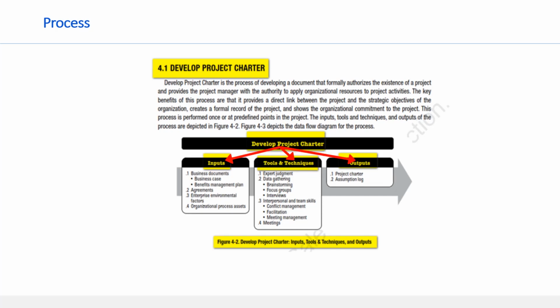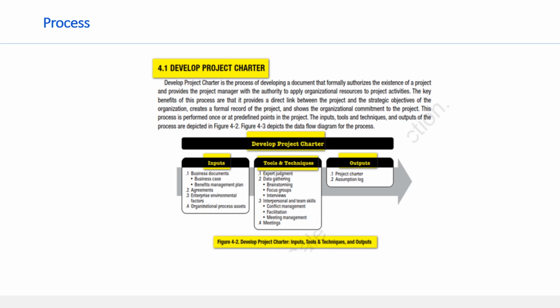it's further divided as inputs, tools and techniques, and outputs. According to the PMBOK guide, for each process there are one or more inputs available, and those inputs are processed to deliver something as output. Let's take an example of preparing an omelette. So, the process name is prepare omelette. What are the inputs required?